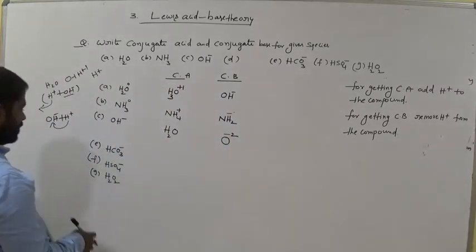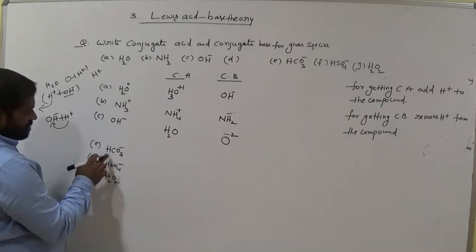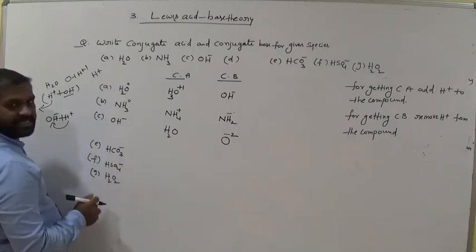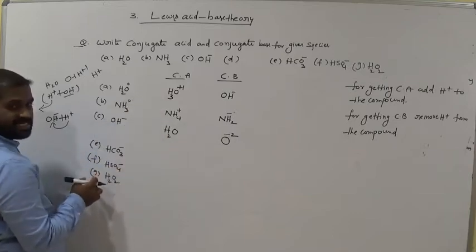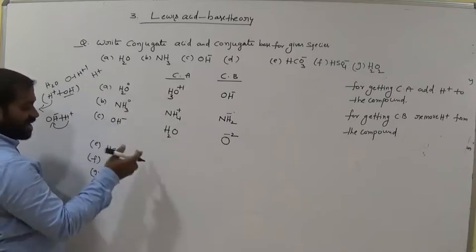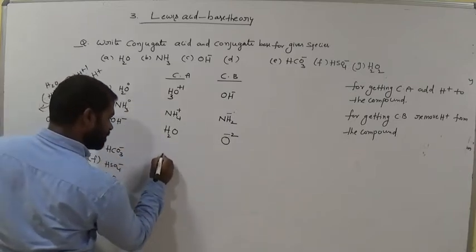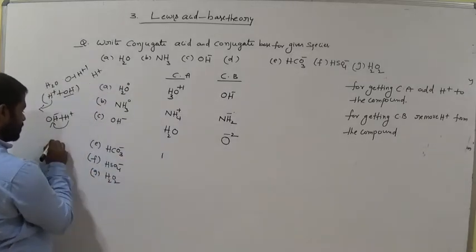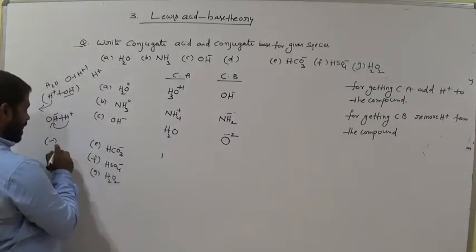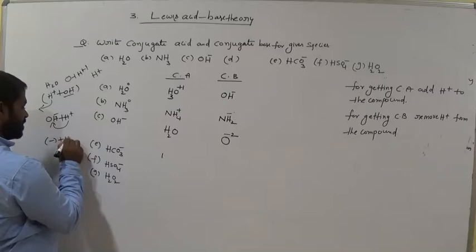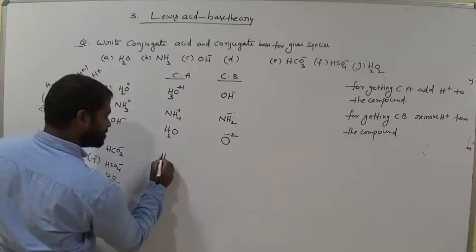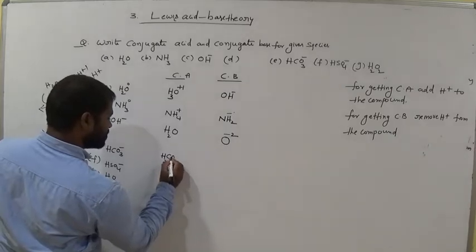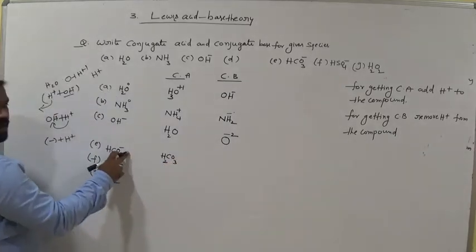Okay. Now come to HCO3 minus. For HCO3 minus, we want to get the conjugate acid, so add H plus. It is already minus, so add one H plus. Already here we have one hydrogen. Now how many hydrogens? H2CO3. Am I right?